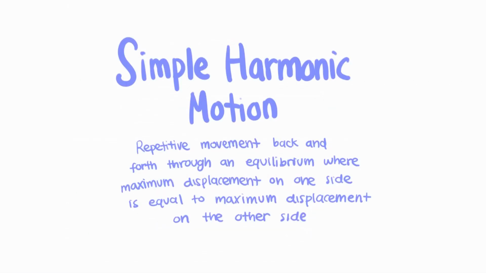Moving on to simple harmonic motion. Simple harmonic motion is the repetitive movement back and forth through an equilibrium where maximum displacement on one side is equal to the maximum displacement on the other side. Now, this definition might seem hard to understand at first, but I promise that it's really not that hard.